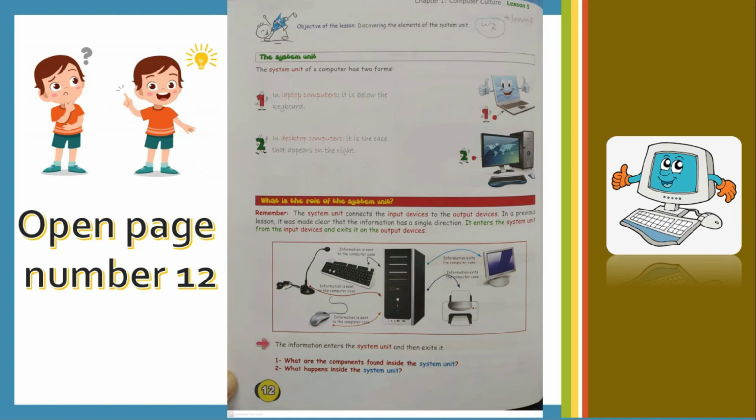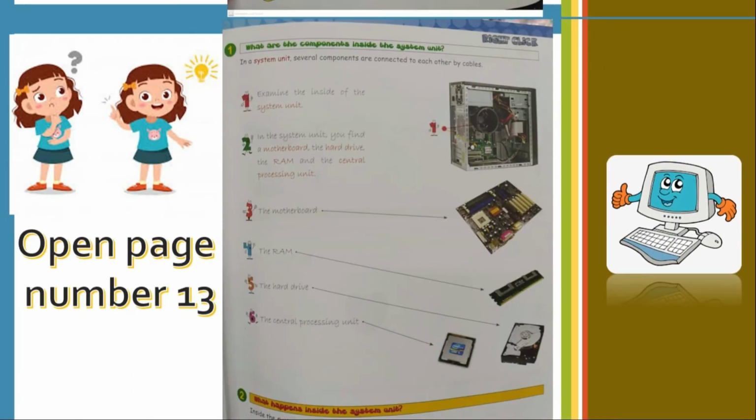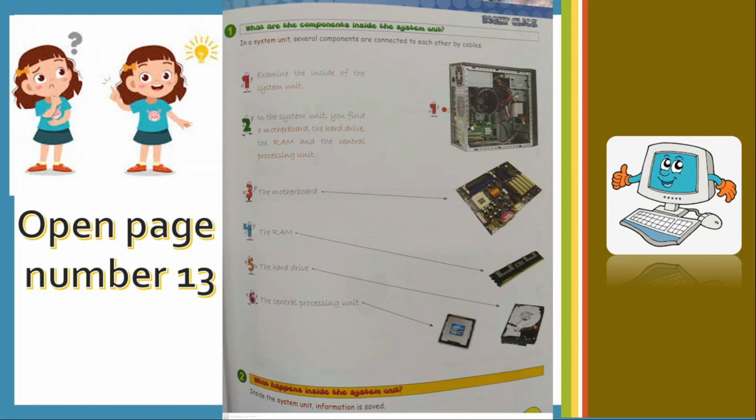What are the components found inside the system unit? Yes, there are components inside the system unit. What happens inside the system unit? Let us see together. We will go to the next page. Oh, they opened the system unit. This is inside the system unit. Look, it has a lot of cables. They connect together by the cables.